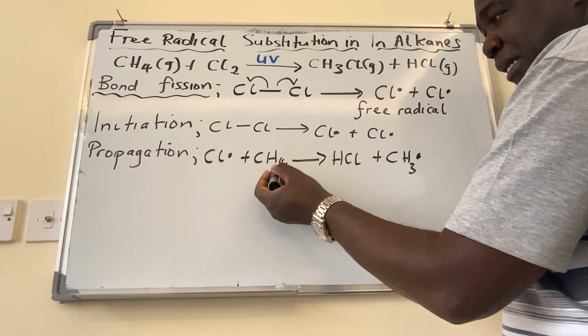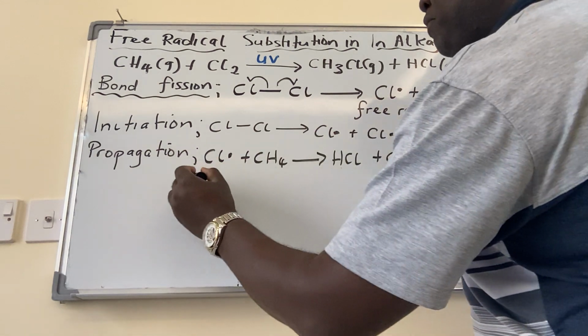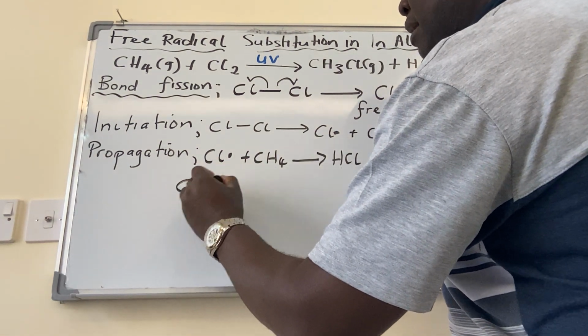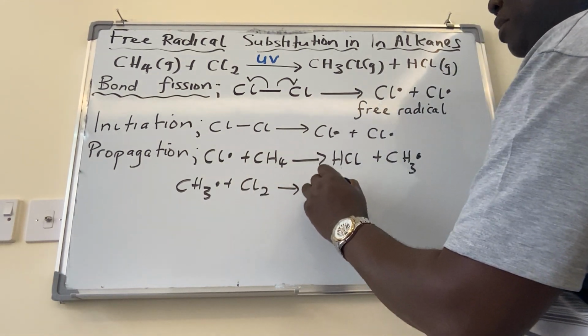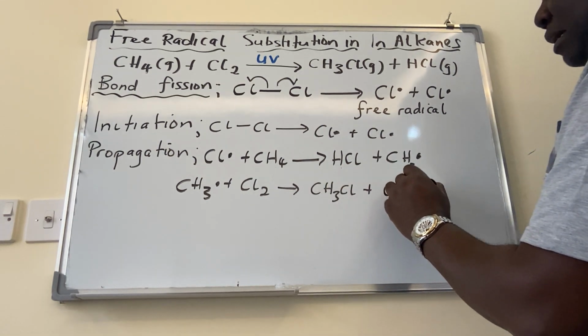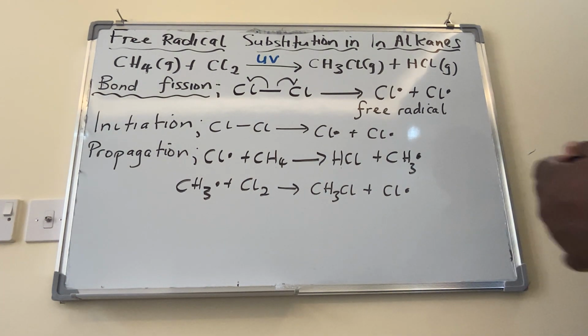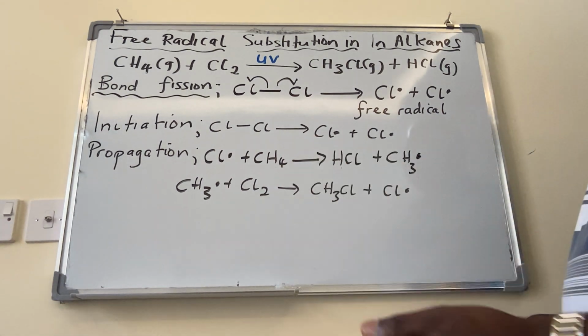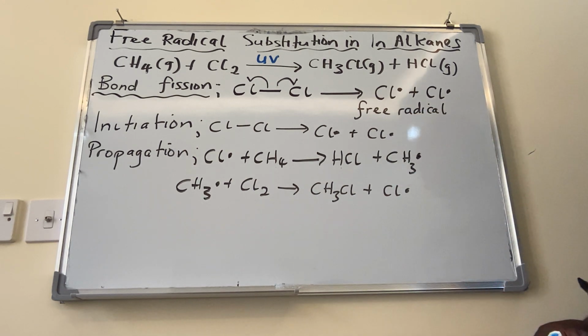A free radical plus a molecule forms a molecule and a free radical, okay? And this free radical, which we have produced there, can also collide with chlorine, and then you form CH3Cl plus a chlorine radical. So you see what is happening here. We are having our molecules colliding with free radicals, resulting in the production of more free radicals, okay? So in that case, we are propagating the reaction. We are causing the reaction to proceed, okay?